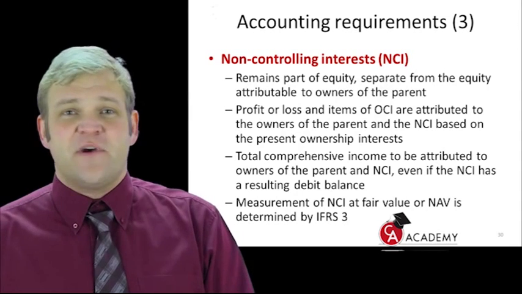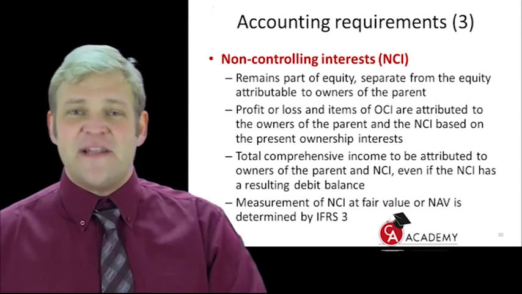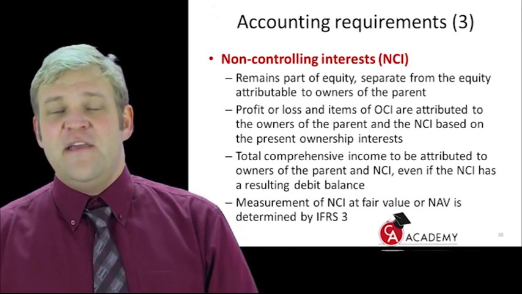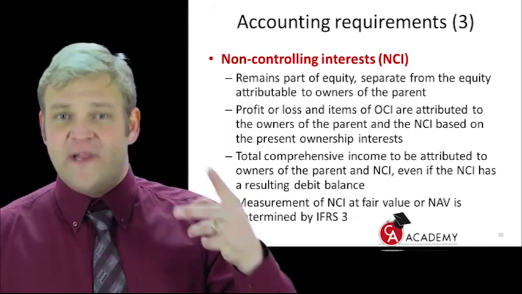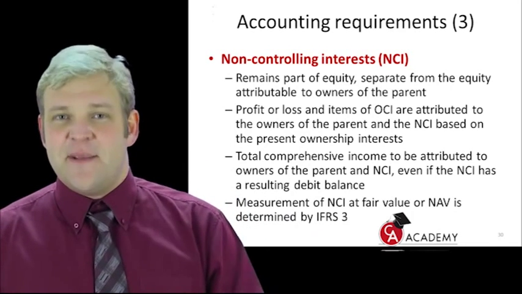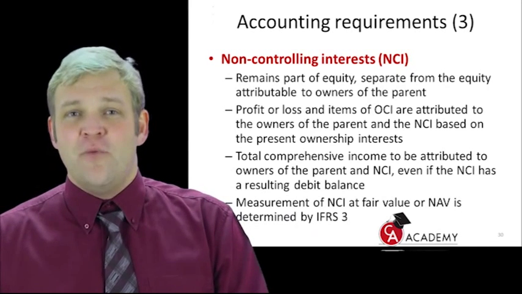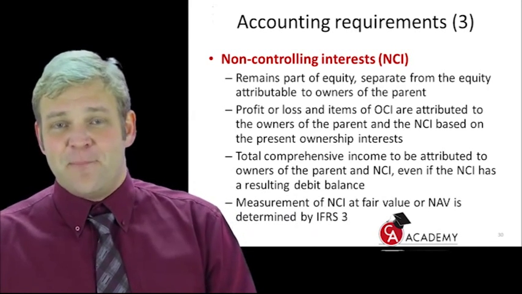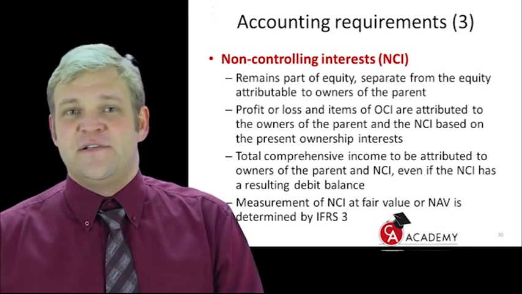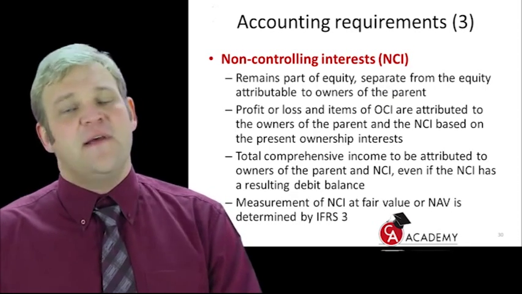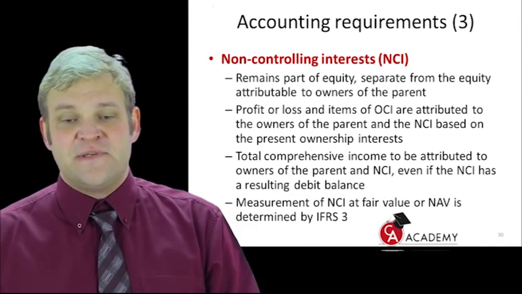So this whole concept of the minorities can only lose what they've invested, that doesn't exist anymore. That's old school. Forget that. If you account for the NCI and they go overall into a debit balance, then that is a debit balance in equity. Then their investment has gone negative and they owe money to this particular company. All right, so we don't place a limit on the debit balance of NCI. If they go into debit, that's fine. We put it as a debit on the face of the statement of financial position.